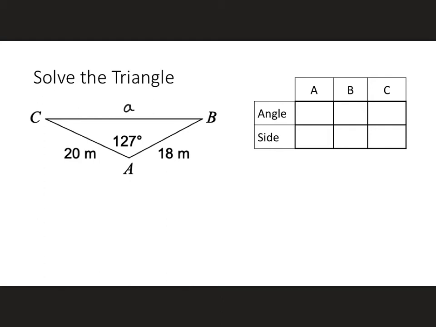So angle A is 127 degrees. Angle B and C we don't know. Side A we don't know. Side B is 20 meters. I'll just write a 20. And side C is 18 meters. Great, so we have three pieces of information. That should be enough to solve this.